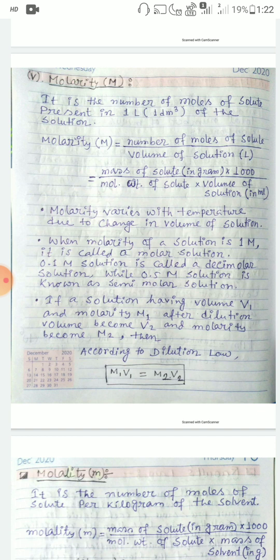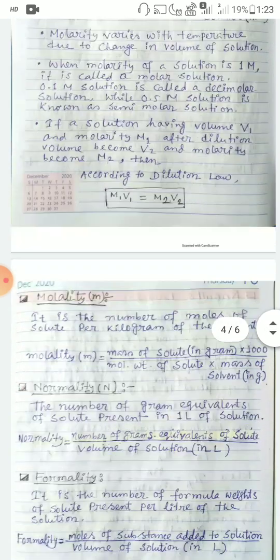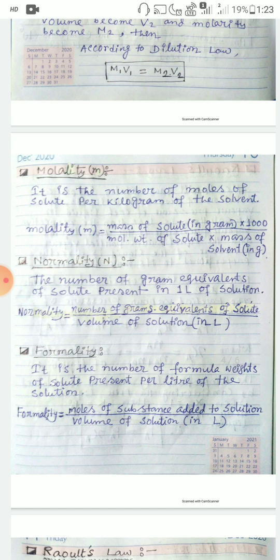If a solution having volume V1 and molarity M1, after dilution, volume becomes V2 and molarity becomes M2, then according to the law of dilution, you can write M1 V1 is equal to M2 V2, where V1 is the initial volume and M1 is the initial concentration, and V2 is the volume after dilution, M2 is the molarity after dilution.